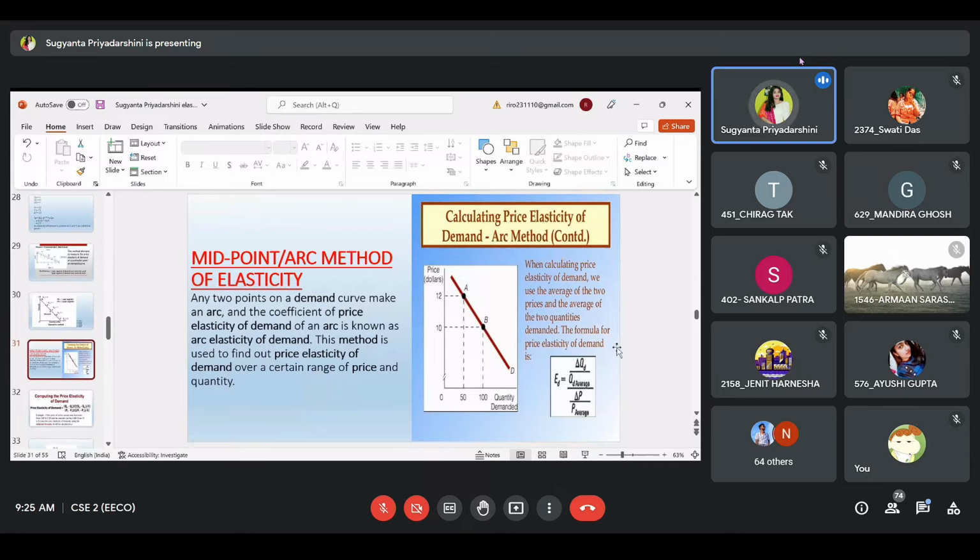So what is the formula? That is change in quantity by average of the quantity, whole divided by change in price by average of price. Here change in quantity is, as you know, q2 minus q1. And what is your average? That will be (q1 plus q2) by 2. Similarly, for the denominator, change in price is p2 minus p1 and average of price is (p1 plus p2) by 2. Is it understood? What is this midpoint method or arc method?